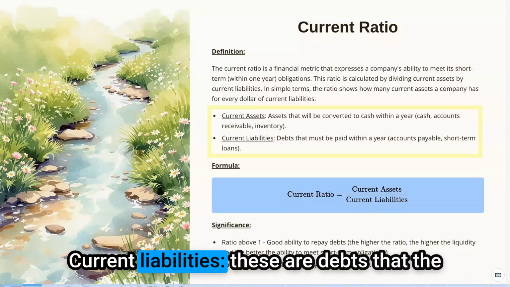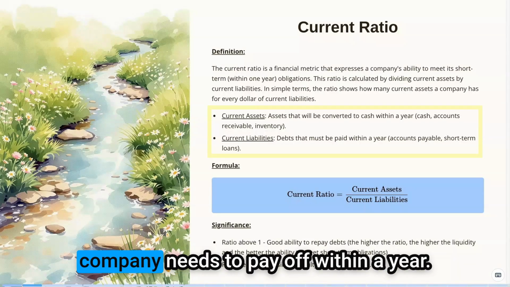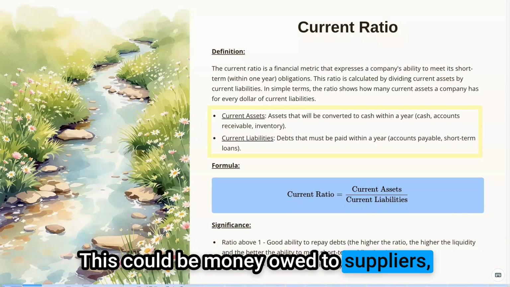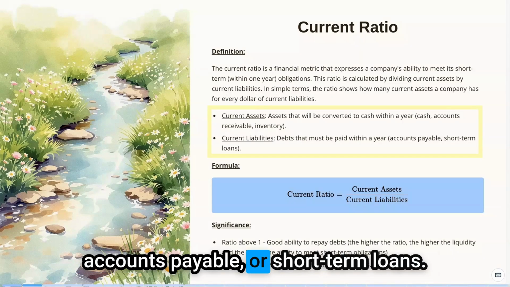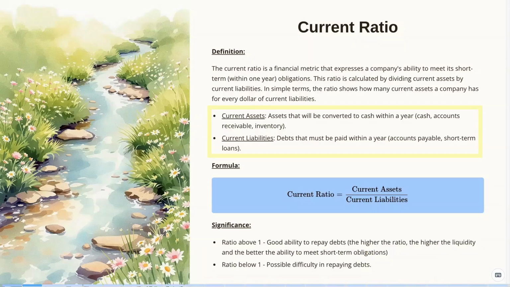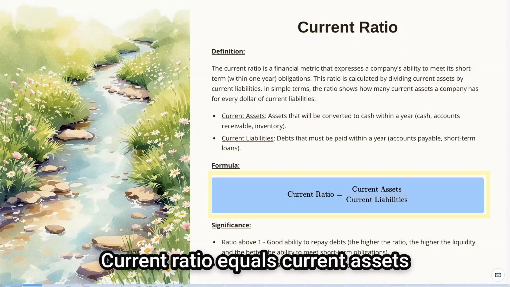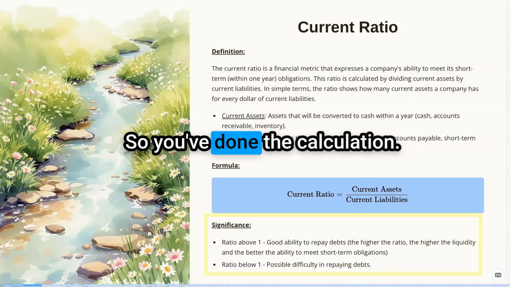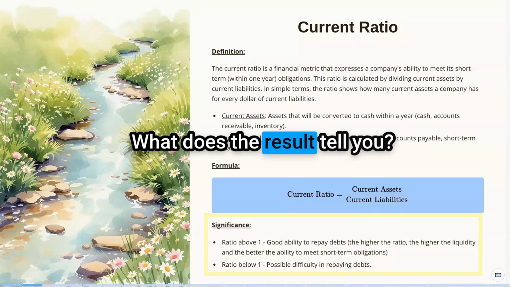Current liabilities. These are debts that the company needs to pay off within a year. This could be money owed to suppliers, accounts payable, or short-term loans. The formula is simple. Current ratio equals current assets divided by current liabilities. So you've done the calculation. What does the result tell you?